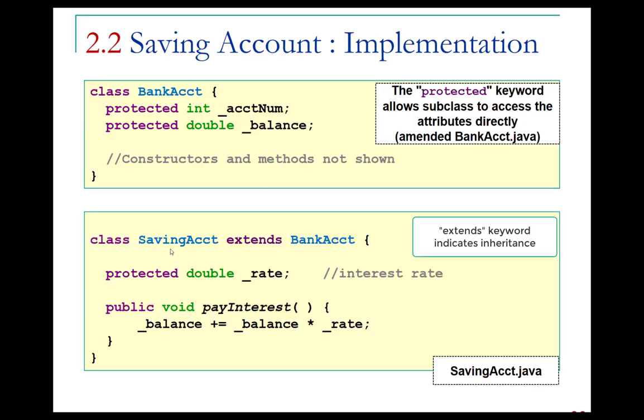Our subclass is SavingsAccount, which extends BankAccount, and it also has a protected double rate, and a public method to pay interest. Here, _balance is from the parent, in this case the bank account, and because _balance is a protected double, we can use it directly in the subclass.